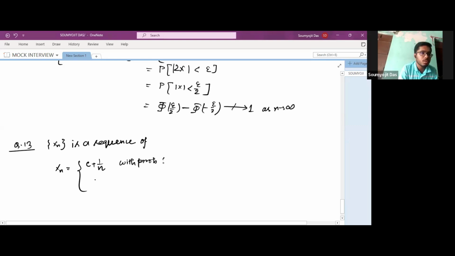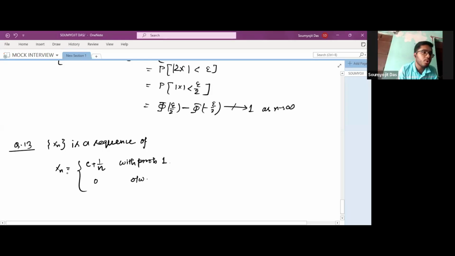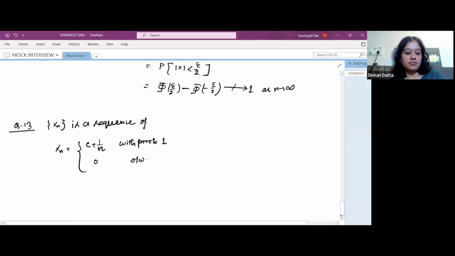Maybe with probability 1 and 0 otherwise. So Xn goes to what in probability? Ma'am, Xn goes to c in probability. Does Xn go to c in probability? Can you say it directly, or can you say that it goes in distribution to c directly? You have to show probability convergence with the epsilon form, right?